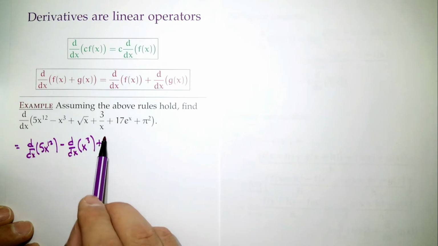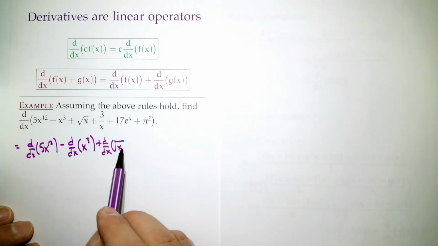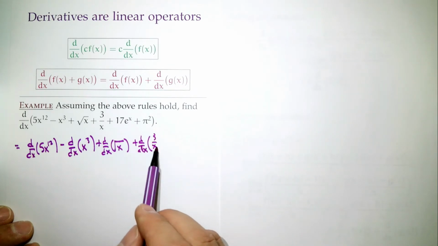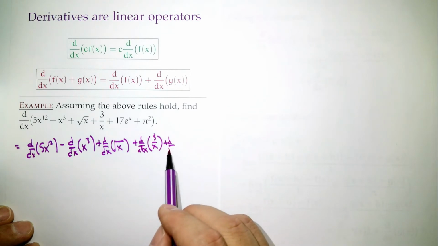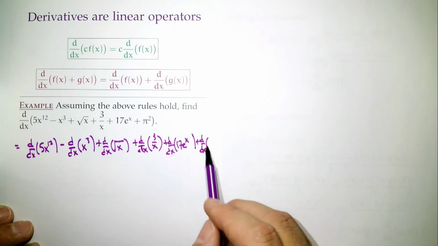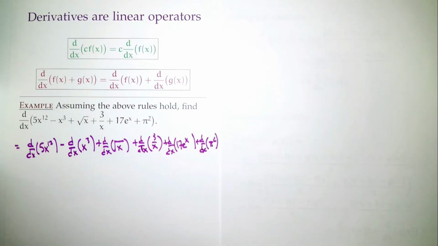Minus the derivative of x cubed plus the derivative of square root of x plus the derivative of 3 over x plus the derivative of 17e to the x and plus the derivative of pi squared. This, again, is a step which, in the future, we're almost never going to write down, but we're always going to think about it this way. So we're going to write it down this time just to say, okay, this is how I think about it. So I'm using the fact that I can break up over addition. And subtraction is essentially the same as addition. The other thing I can do is pull out the constants.